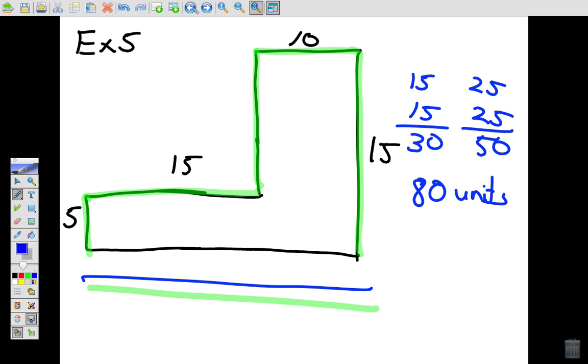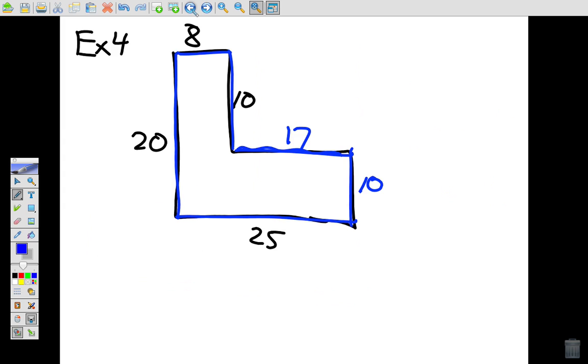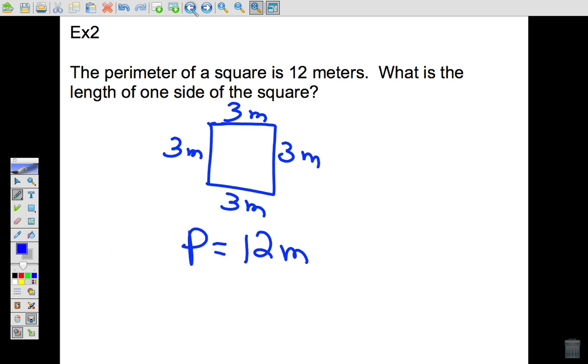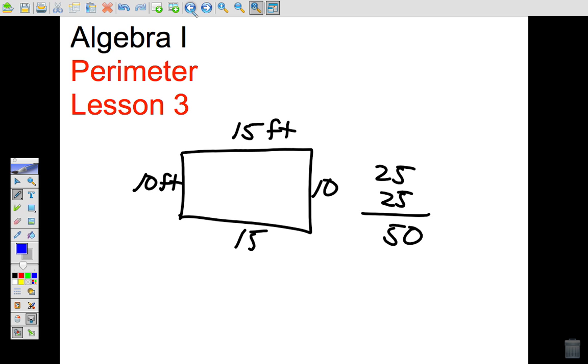And I just went over that. Okay, so try using this method. Make sure that when you're finding perimeter, you're accounting for all the sides, and the topic was called perimeter.